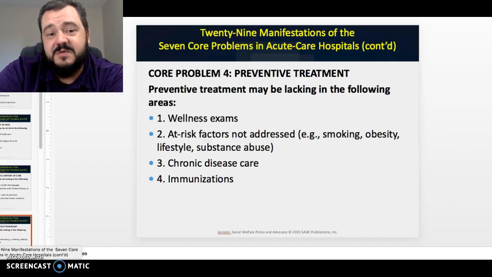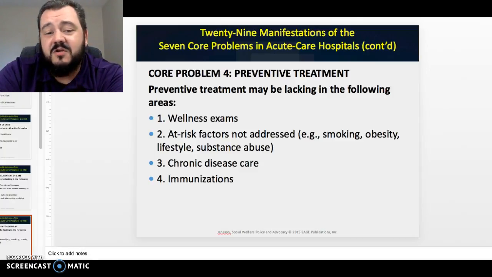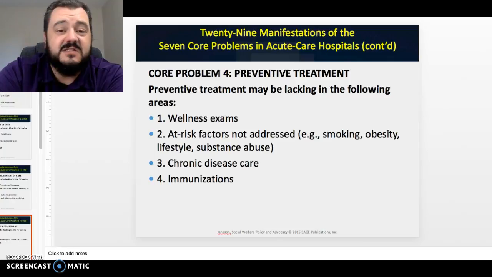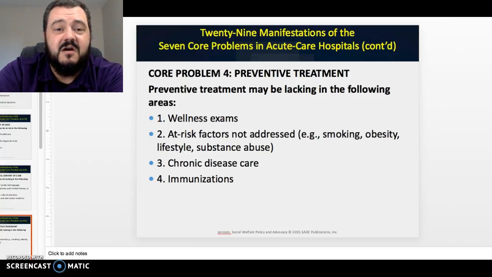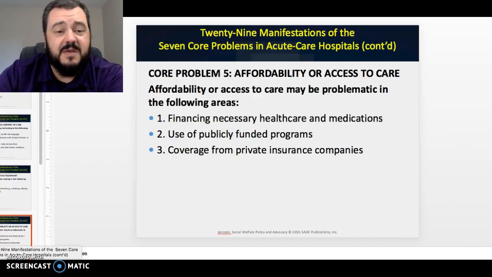Are wellness exams being done? Are at-risk factors not being addressed, such as smoking, obesity, lifestyle, substance abuse? Are chronic diseases being taken care of, such as heart disease or diabetes? And that might be the kinds of things that are leading to the problems that are bringing them to the hospital in the first place. Do they have their immunizations? All of those things are important parts of the preventative care, and they may be lacking.